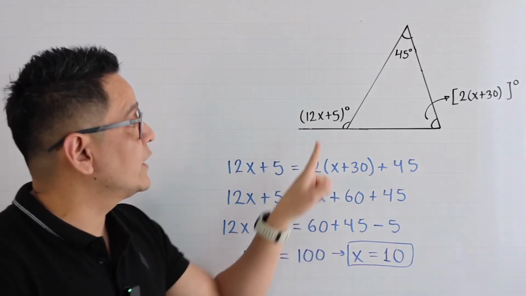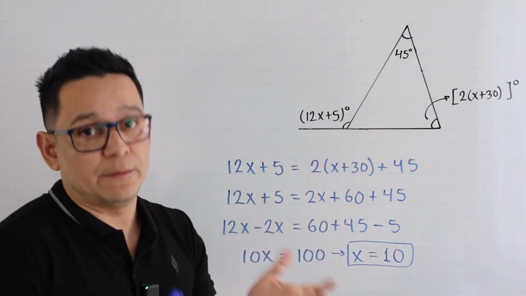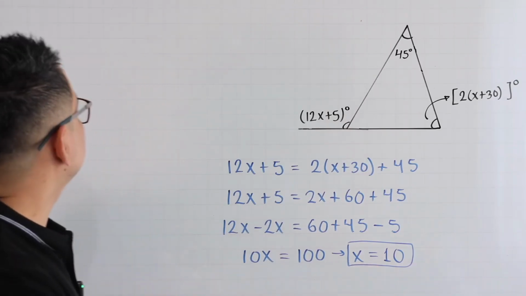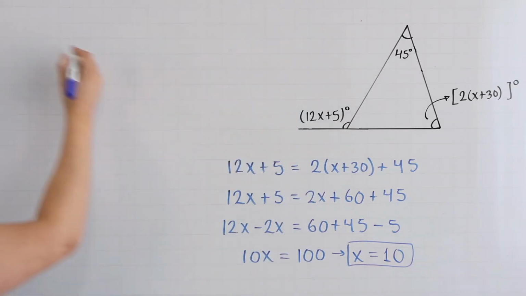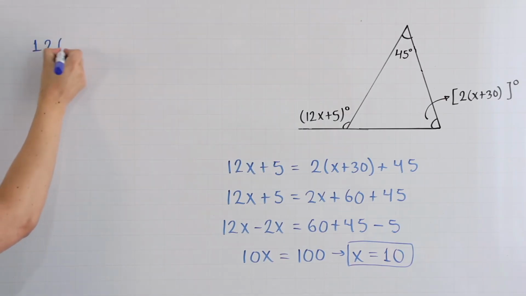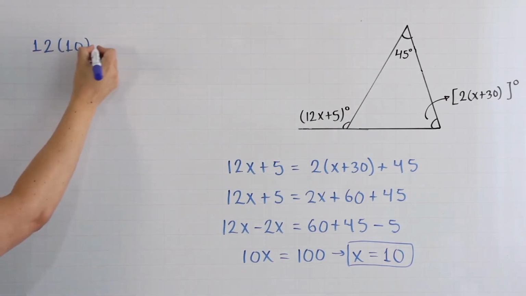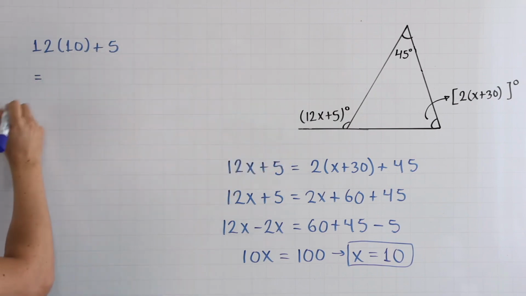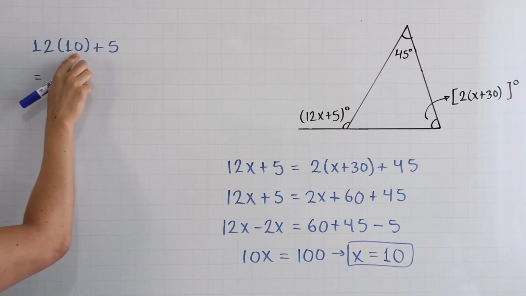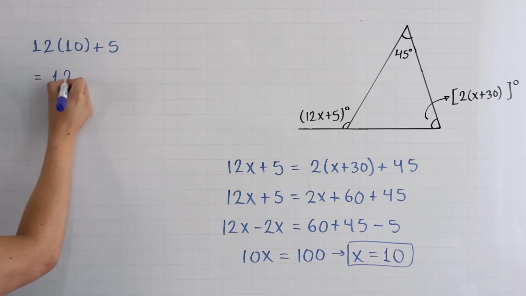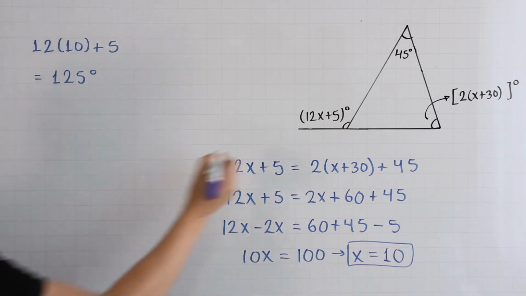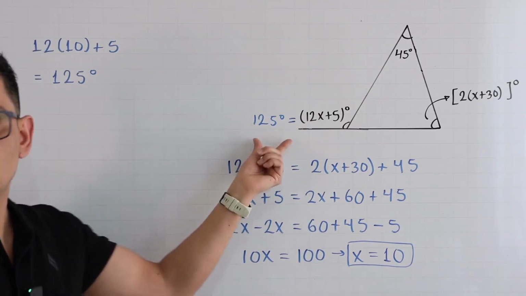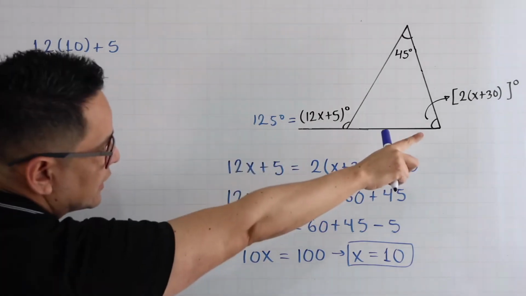Therefore, if I want to find out how big these angles are, which we don't know, then we're going to substitute 10 for x, right? So let me put it over here. I'll start with this angle first. So I have 12 times whatever x is, which is 10, and then plus 5. See, I'm substituting here. So then this would be equal to 12 times 10, which is 120. Plus 5 equals 125. Now, these are degrees. So we have that this angle measures 125 degrees. All right, we're done. Now let's move on to the other angle.